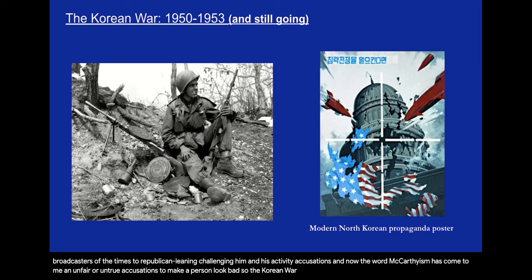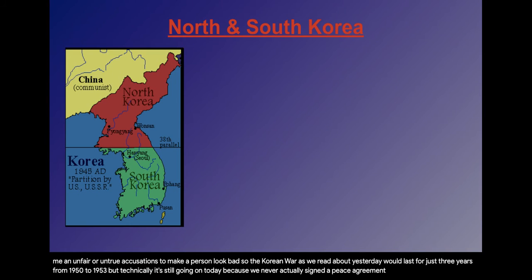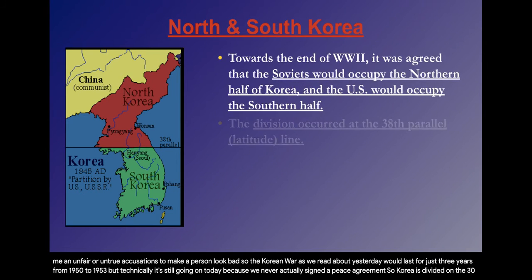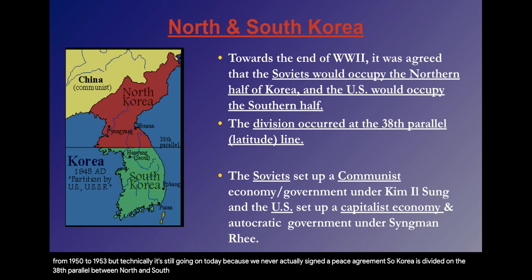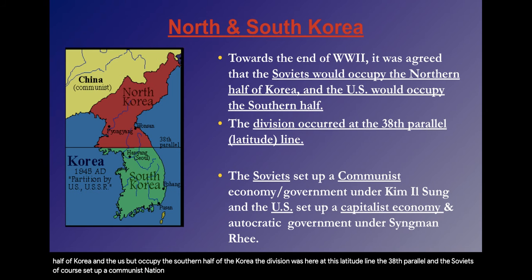So the Korean War, as we read about yesterday, would last for just 3 years, from 1950 to 1953, but technically it's still going on today because we never actually signed a peace agreement. Korea is divided on the 38th parallel between North and South Korea. Towards the end of World War II, it was agreed that the Soviets would occupy the north half of Korea and the US would occupy the southern half. The division was at this latitude line, the 38th parallel. And the Soviets, of course, set up a communist nation in the north, and the US would set up a capitalist system in the south.